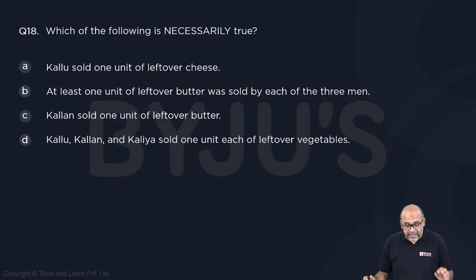Then we have which of the following is necessarily true? Kallu sold 1 unit of leftover cheese. So you can check all of them. In fact, the correct answer will happen to be D. You can check directly for D. The others will not be correct.